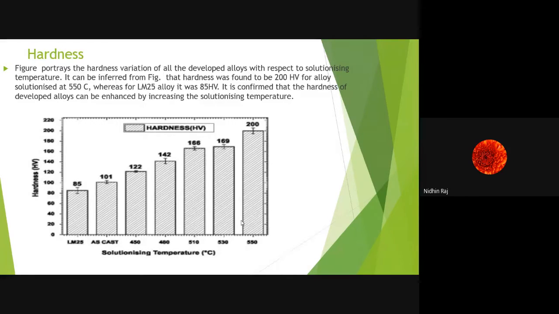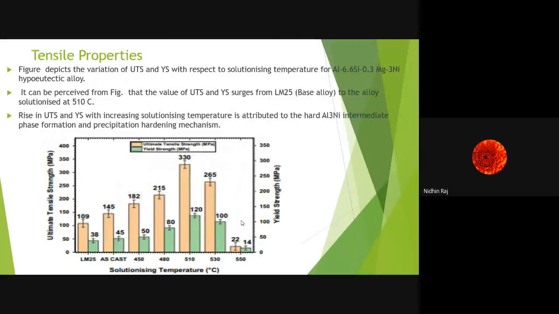Now moving on to the next property, that is tensile property. We have studied ultimate tensile strength, yield strength, as well as percentage elongation here. Here also, first an increasing trend: for LM25 the UTS was found to be 109 MPa, and for the 510 degrees Celsius solutionized alloy the UTS was found to be 330. After that, a decline in the trend was seen: 265 for the 530 degrees Celsius solutionized alloy, and finally 22 for the 550 degrees Celsius solutionized alloy.